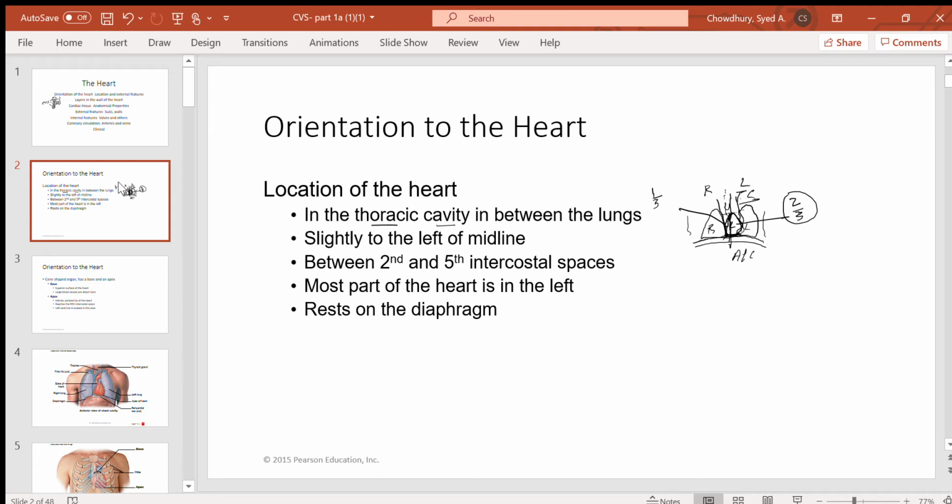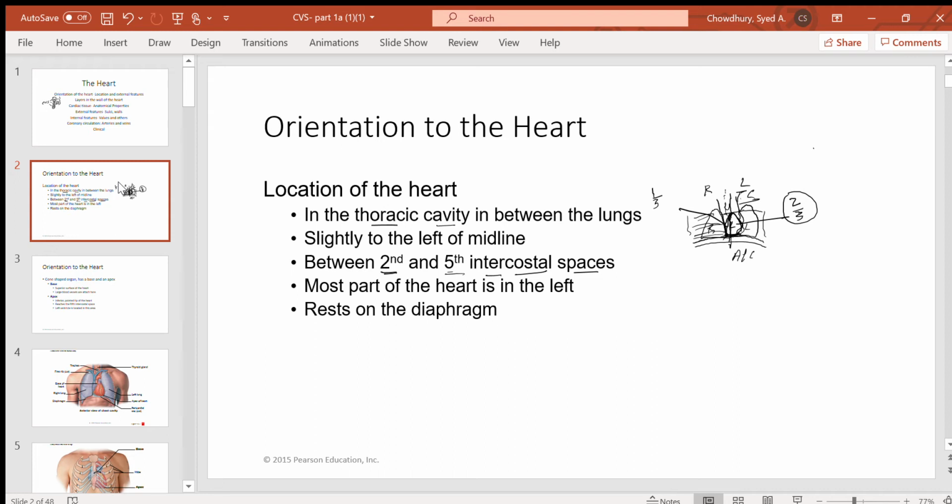Now you know that in your chest you have the ribs, right? In both sides you have the ribs, 12 pairs. So if I want to locate the position of the heart from outside, by counting the ribs I can locate the heart. So heart is located between the second and fifth intercostal. Inter means in between, costal means ribs. So between the ribs, second and fifth spaces, intercostal spaces.